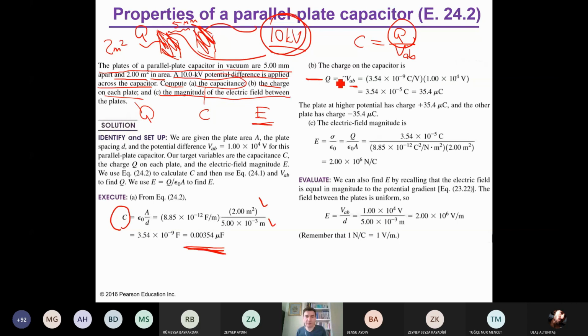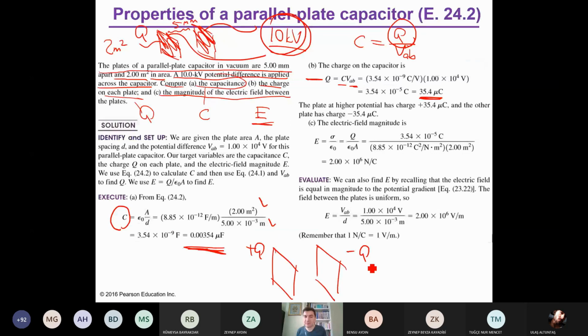And we have 2 plates of the capacitor. Okay, so here we have positive Q charge and here we have the same amount of negative Q charge. So here we have found the magnitude. Then on the positive side, we have positive charge. On the negative plate, we have negative charge. And what about the electric field?